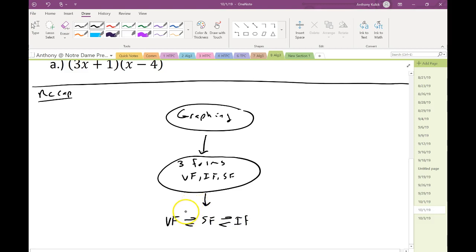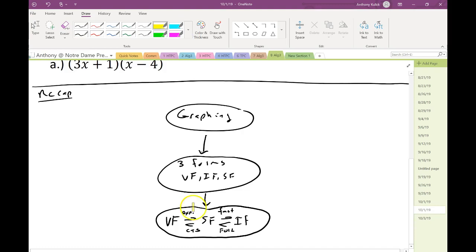So vertex to standard, we expanded. Standard form to intercept form, we factored. Intercept form to standard form, we FOILed. And then standard form to vertex form, we used completing the square. And we've spent now some days talking about each of these 4 individual subskills.